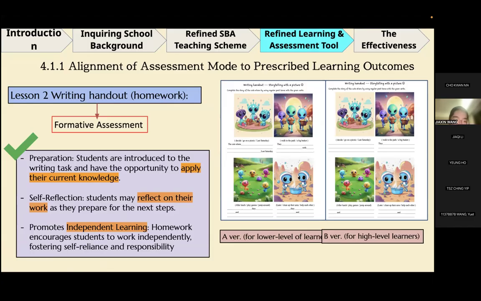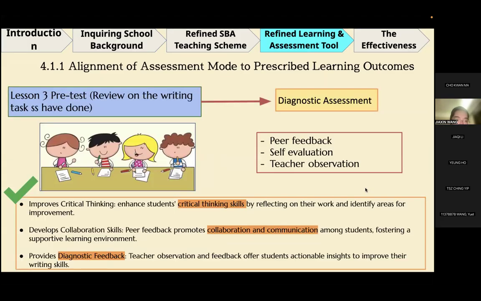Students are introduced to the writing text and have the opportunity to apply their current knowledge. And it is also a good chance for students to reflect on their work as they prepare for the next steps. And it also can improve the independent learning of students. In terms of the lesson 3 pre-test, the students will review the writing test they have done. So it can work as a diagnostic assessment. Through peer feedback, self-evaluation, and the teacher's guidance, students can find what they can improve in the future.